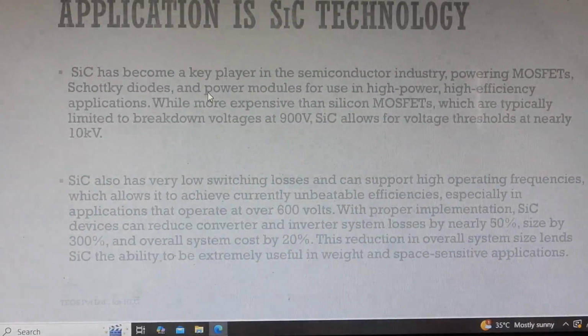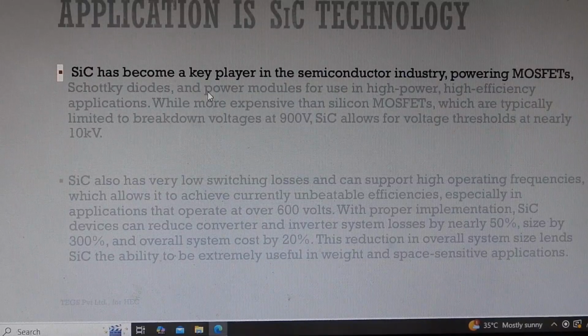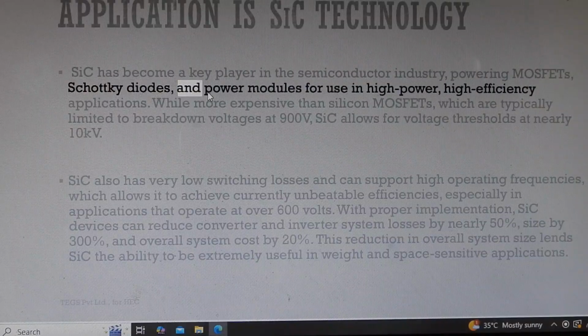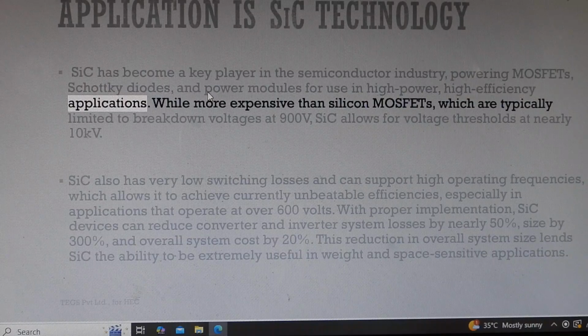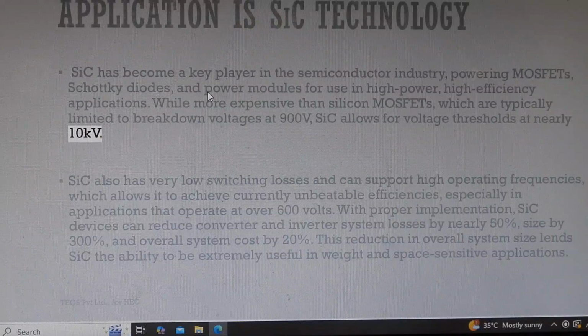Application of SiC technology. SiC has become a key player in the semiconductor industry, powering MOSFETs, Schottky diodes, and power modules for use in high-power, high-efficiency applications. While more expensive than silicon MOSFETs, which are typically limited to breakdown voltages of 900 V, SiC allows for voltage thresholds at nearly 10 kV.